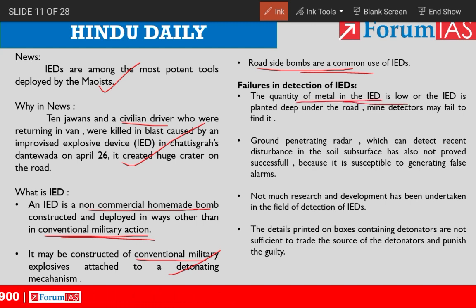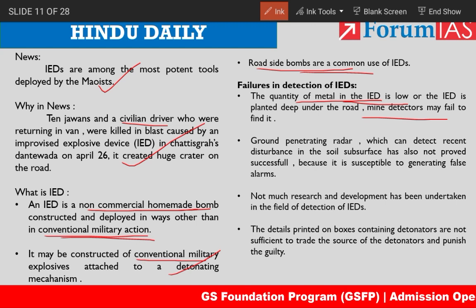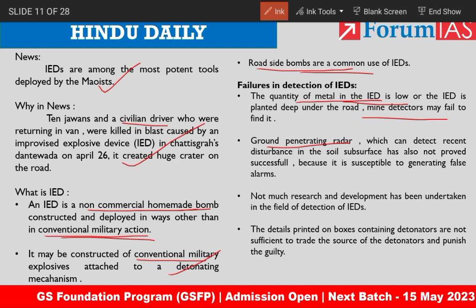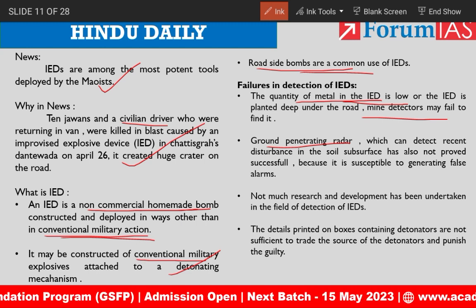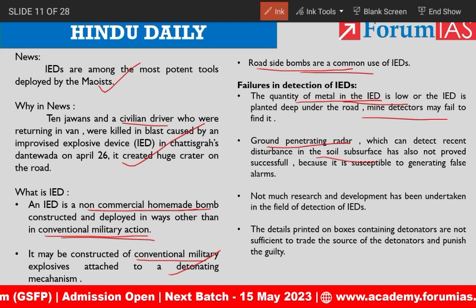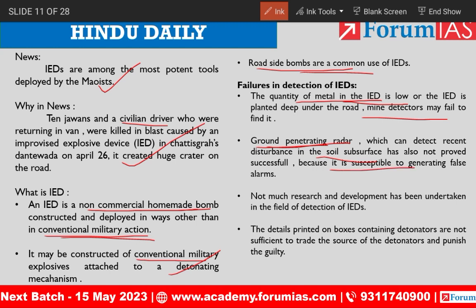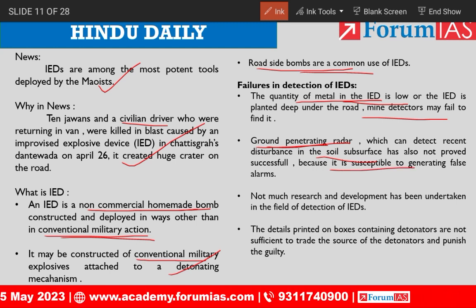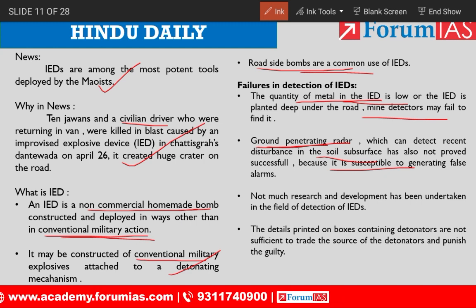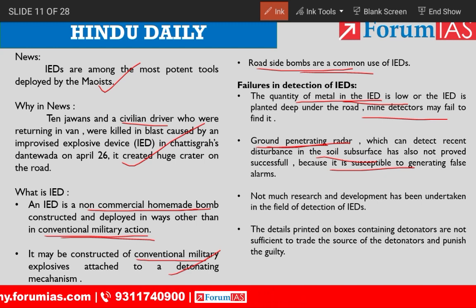Of late, the Maoists have realized that the Jawans are finding these bombs. So what they are doing is reducing the quantity of metal in IEDs. So what is happening? Mine detectors, these metal detectors, are not able to detect it, and ground penetrating radar, this radar which can detect disturbance in the soil surface, has also not been successful, and it is always generating false alarms. So because of these, they are not able to detect these IEDs.